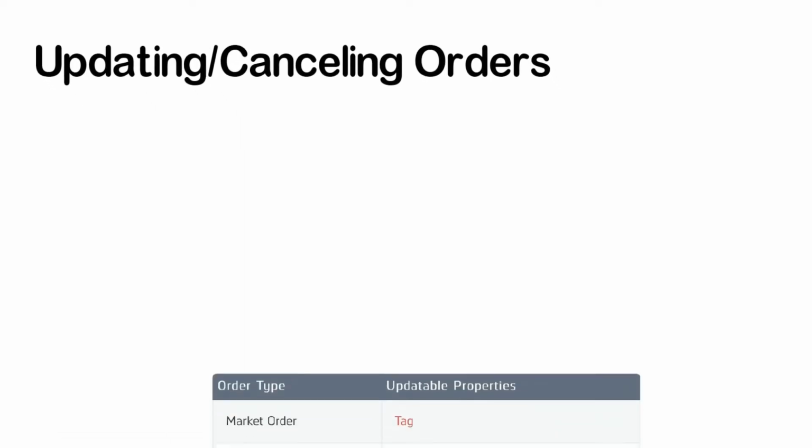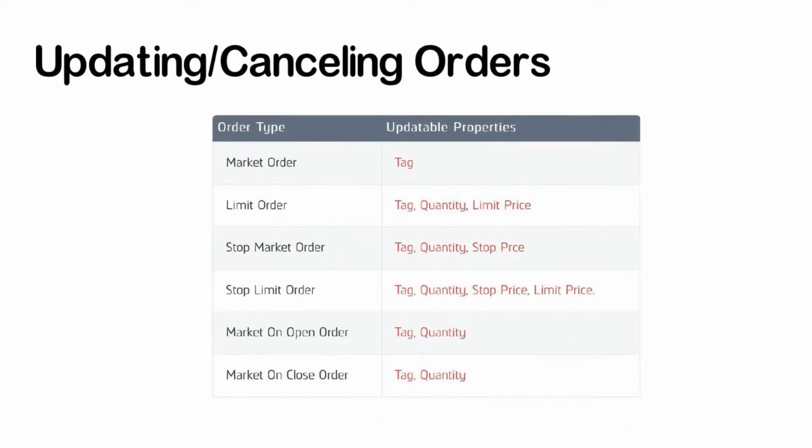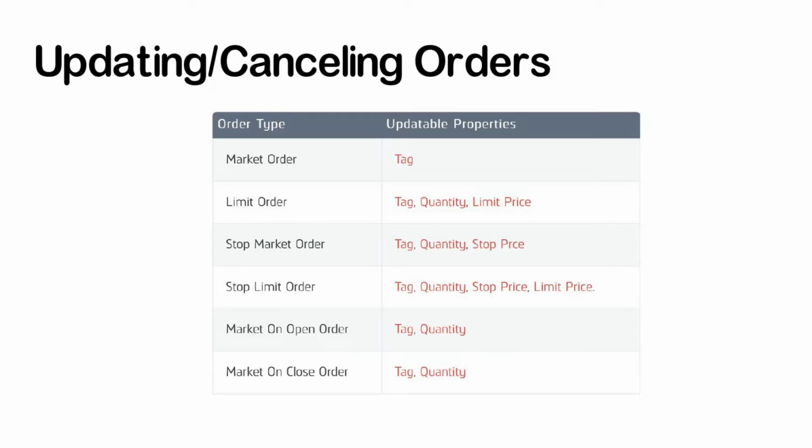Next up, let's take a look at how we can go about updating and cancelling orders. Like I already mentioned earlier, depending on the order type, the things you can update can vary. All order types allow you to update their tag property. Tags can be used to mark a certain order ticket for later reference, but it has no actual effect on your trades. This table shows which properties you can update for the various order types.